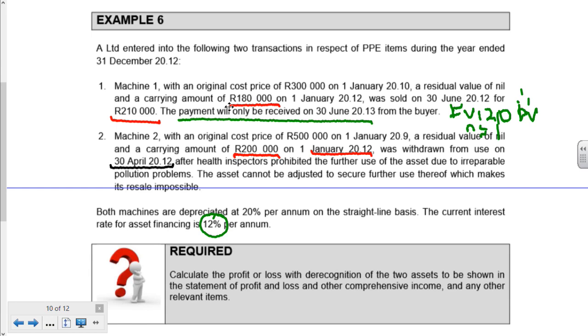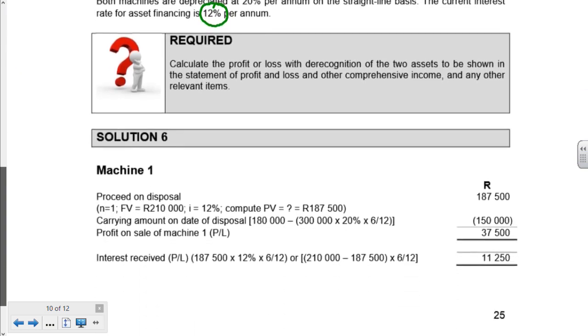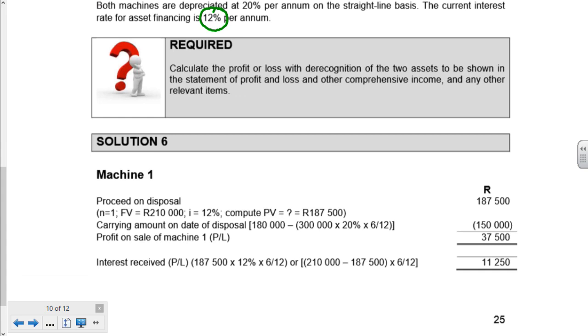187,500? Yeah? Okay, 187,500. Okay, I wonder if the solution is here, if it's on the other page. Oh, no, it's here. Okay, so there's the proceeds on disposal, 187,500. There's your calc, N is 1.